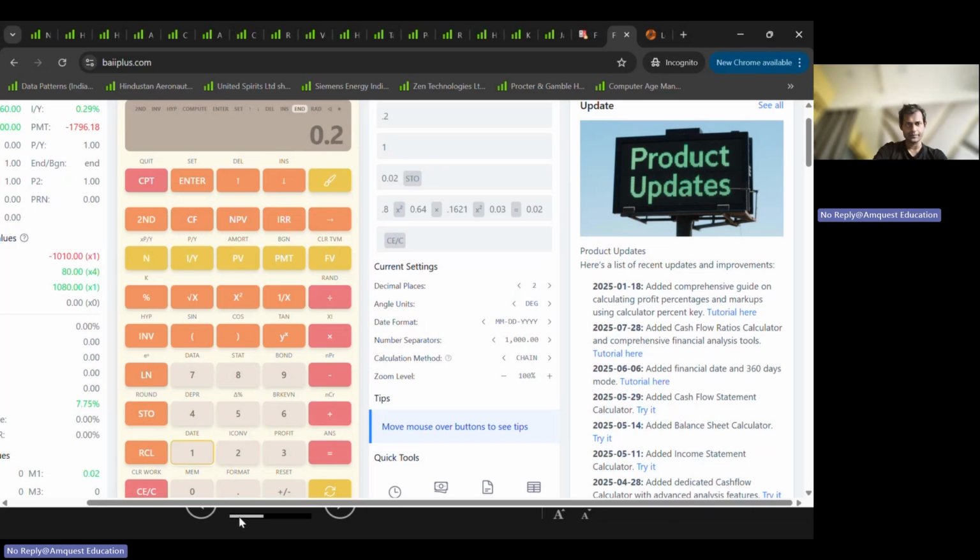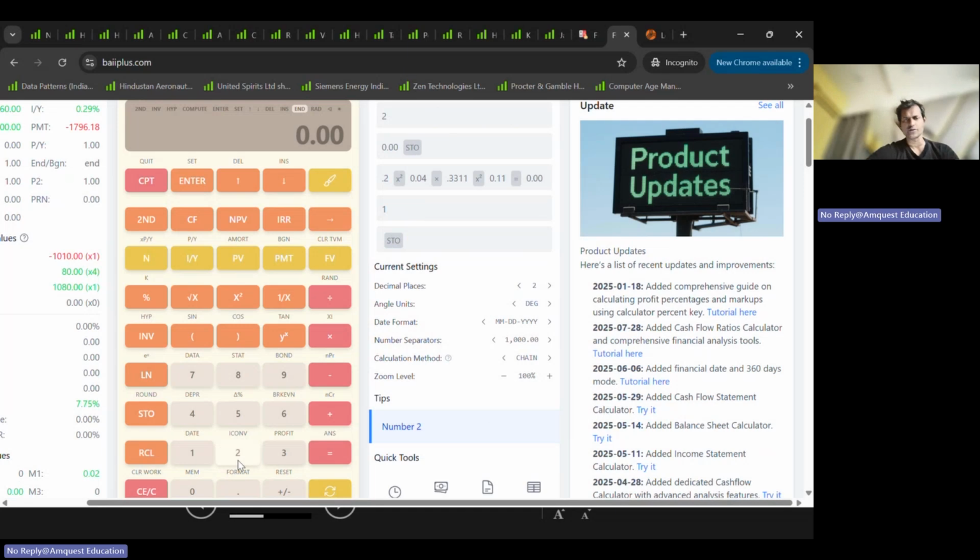0.2 square, right? Multiply by 0.3311 square. How much did it come? Whatever. This answer will be stored in 2. Okay? Now don't say 00, there's something like 0.0042 something. I only took 2 decimals.